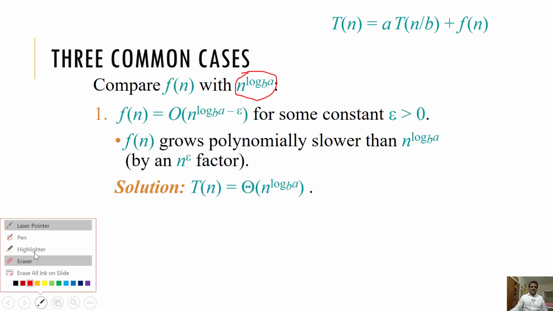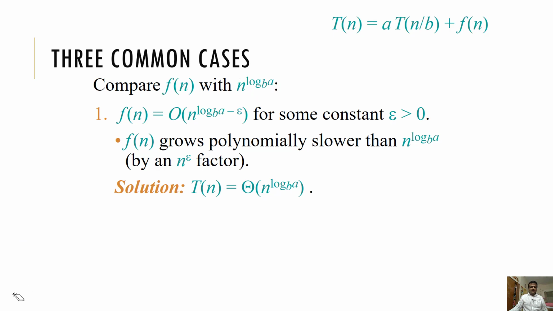The first case is telling us that Fn is slower, which means we are spending more time in recursively solving the subproblems. So this is more. But how do we quantify that one term is more, because these are all functions of n? This is one way to measure it: we say Fn goes polynomially slower than n to the power log a base b.